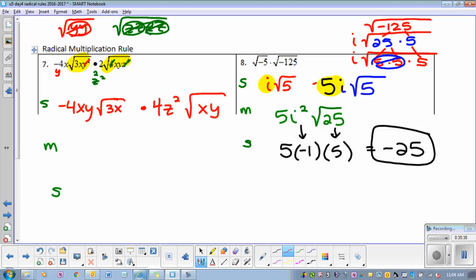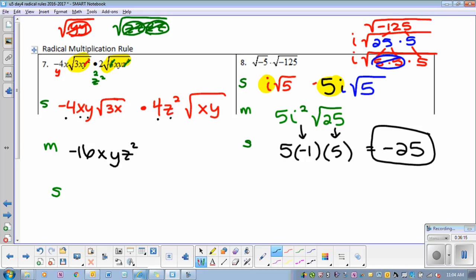Now, I simplified. Now I have to multiply. Multiply your outsides together and then your insides together. So outside, what's negative 4 times 4? Negative 16. X, oh, can't multiply x with anything, so just x. Y, oh, z squared, okay. Right? I just multiplied everything on the outside.